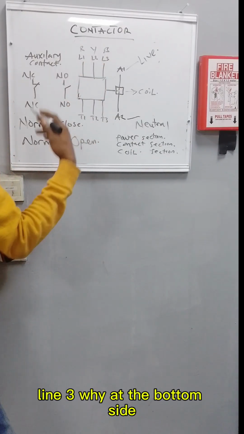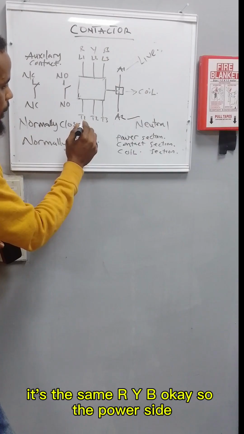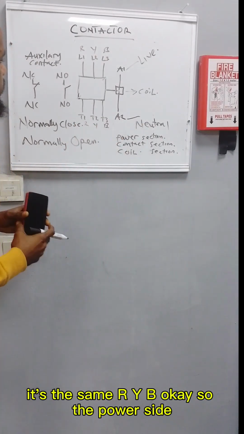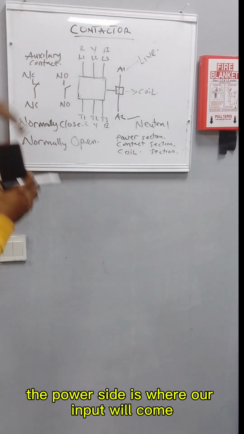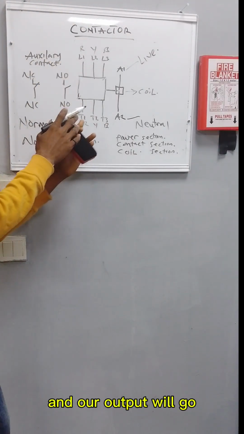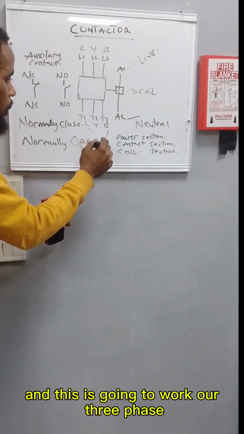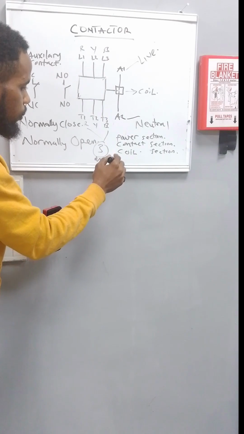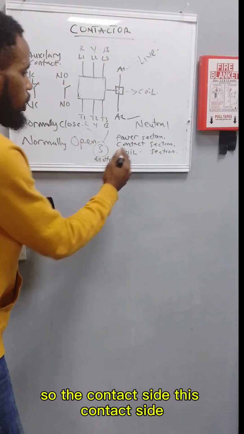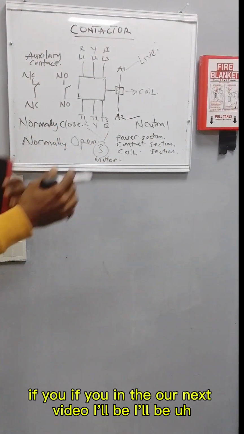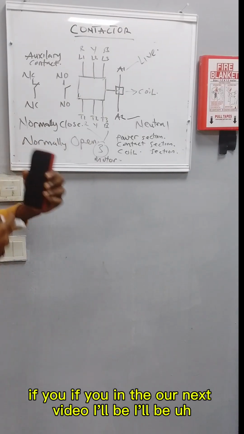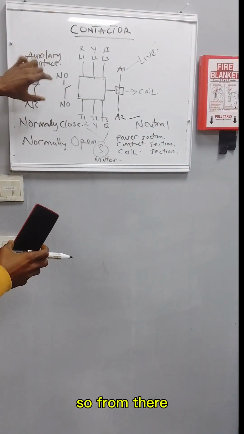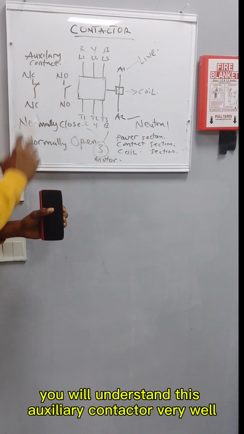At the bottom side, which is the output side, you see the same RYB. So the power side is where our input will come and our output will go, and this is going to our three-phase electric motor. As for the contact side, in our next video I'll be teaching you how to do the control wiring, so from there you will understand this auxiliary contact very well.